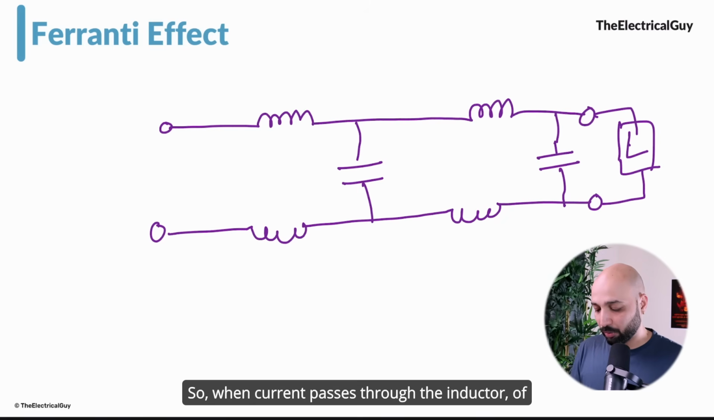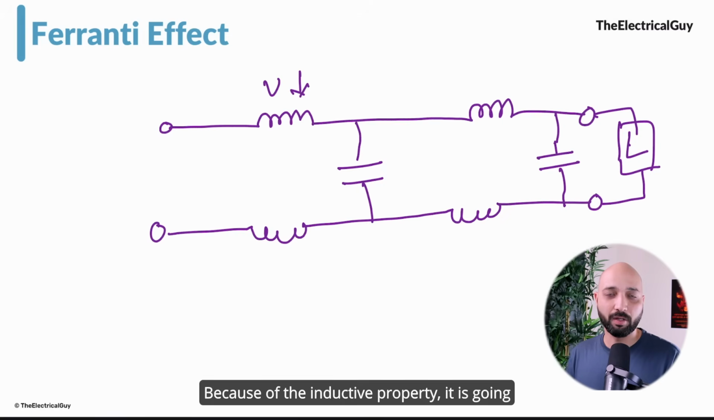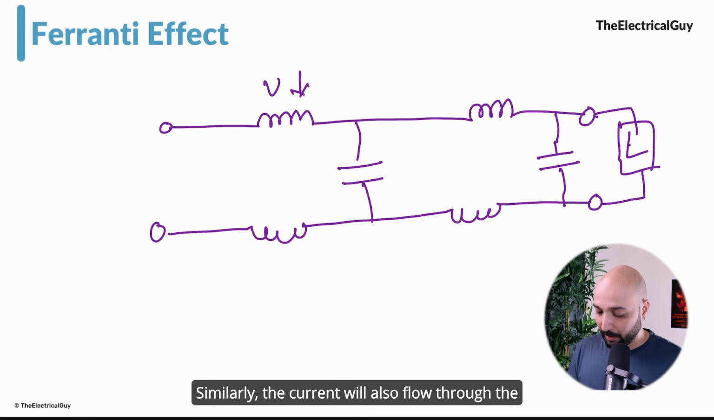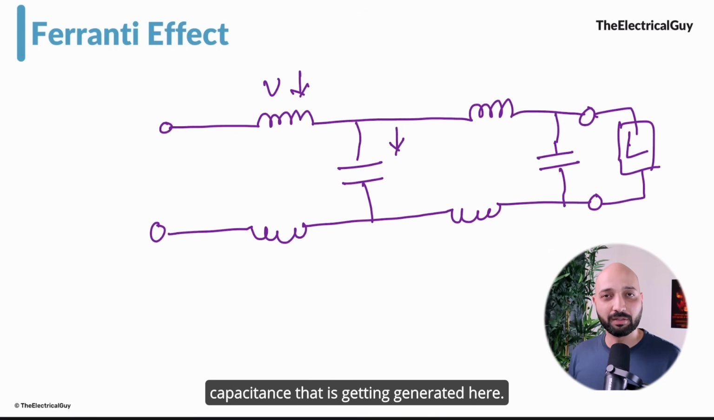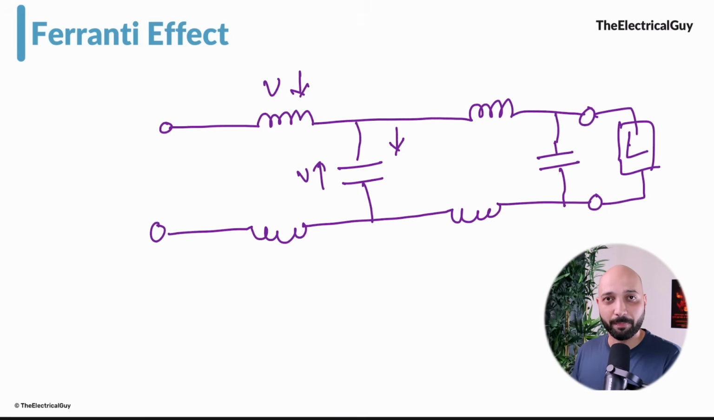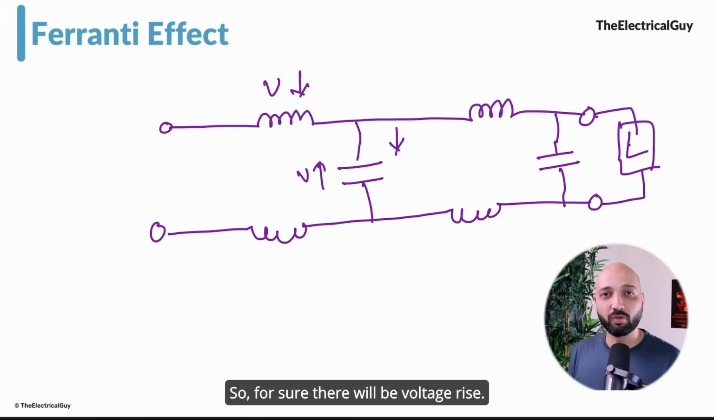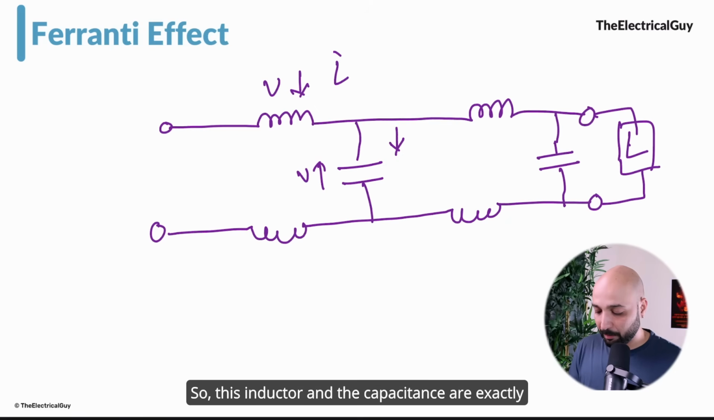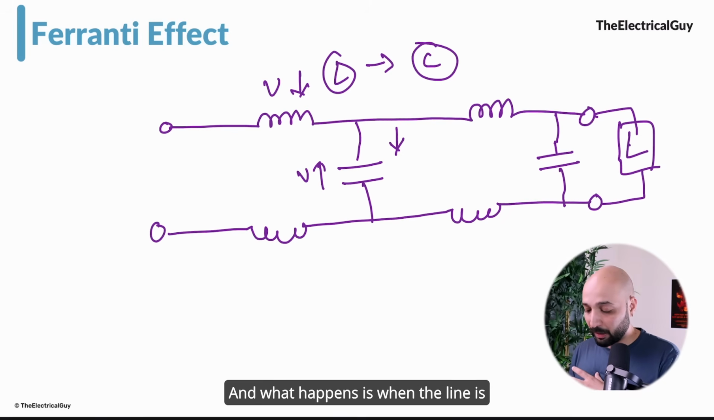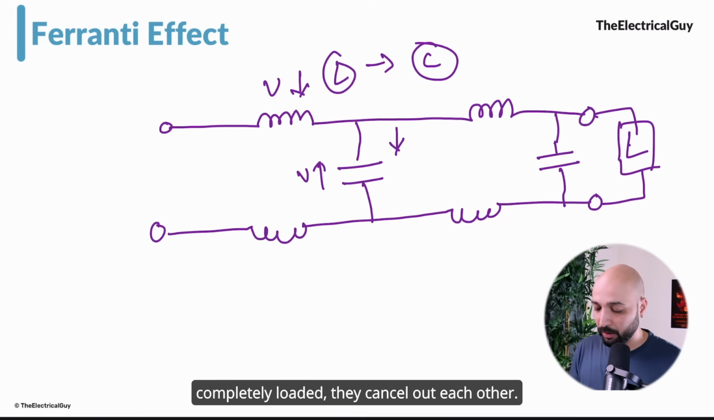So when current passes through the inductor, of course there will be a voltage drop happening here, right? Because of the inductive property, it's going to generate an EMF and there will be a voltage drop across it. Similarly, the current will also flow through the capacitance that is getting generated here. So here there will be voltage, right? Because capacitors are capable of storing charge, so for sure there will be a voltage rise. So the inductor and the capacitance are exactly opposite to each other. And what happens is when the line is completely loaded, they cancel out each other.